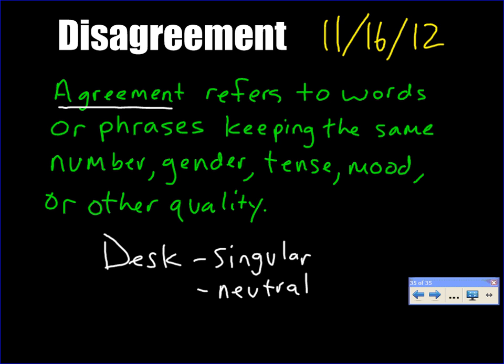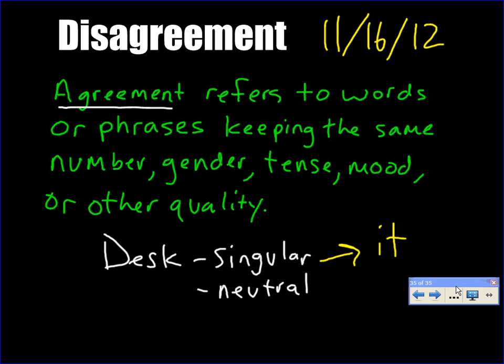Can anybody tell me what the singular neutral pronoun is? What pronoun would I use to replace desk? The desk blank is blue. What pronoun would you use to replace desk? Luke? Chair. It's not a pronoun. Michaela? It. The desk, it is blue. It is my gender neutral singular pronoun.